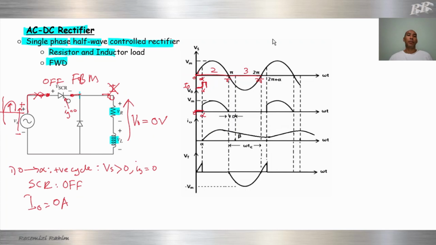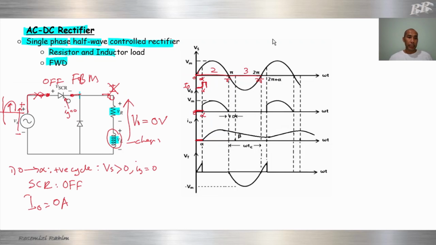And we know that the characteristic of an inductor is charging and discharging. However, during 0 to alpha, there is no current flow, so this inductor cannot charge. So I out equals 0 due to the SCR being off.